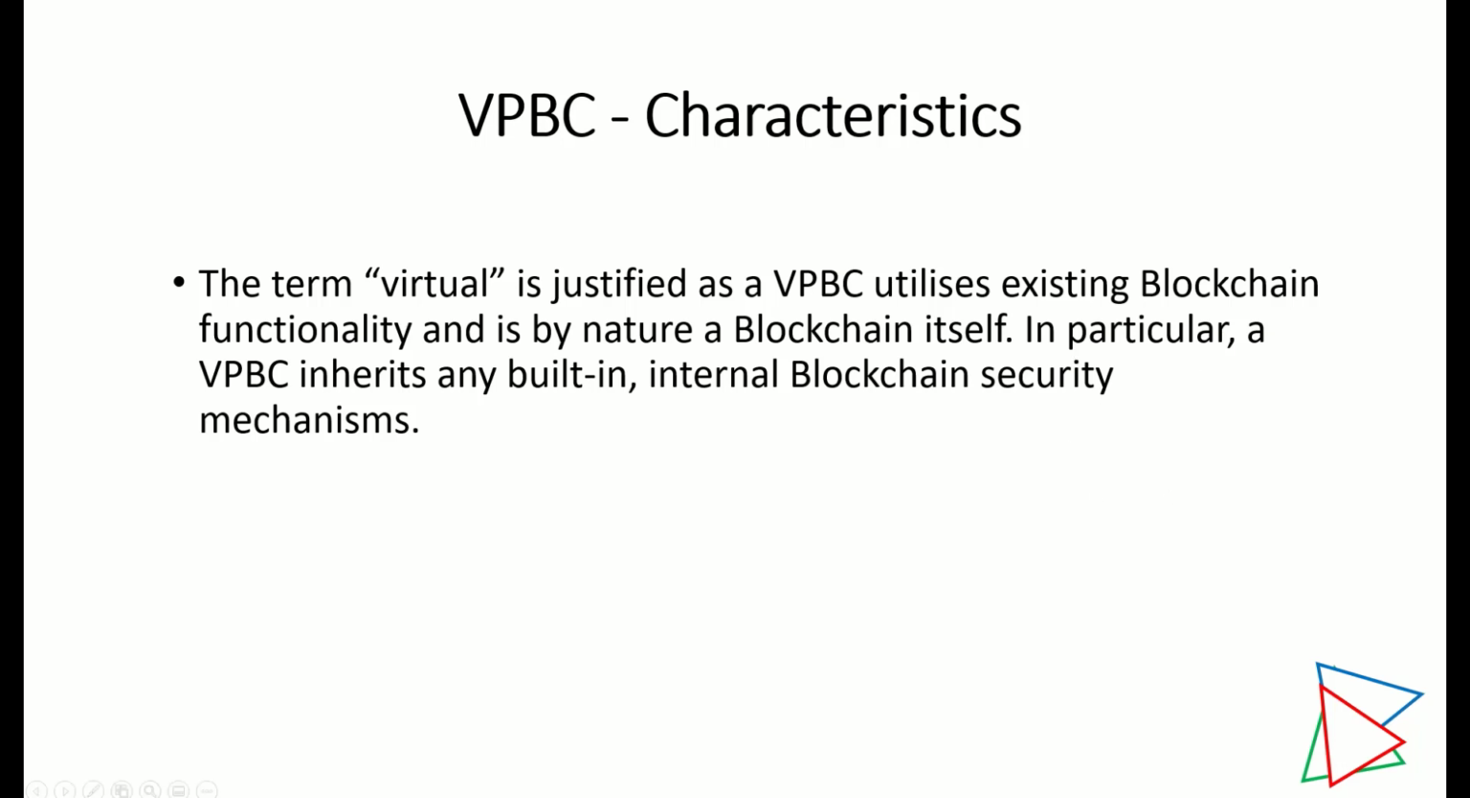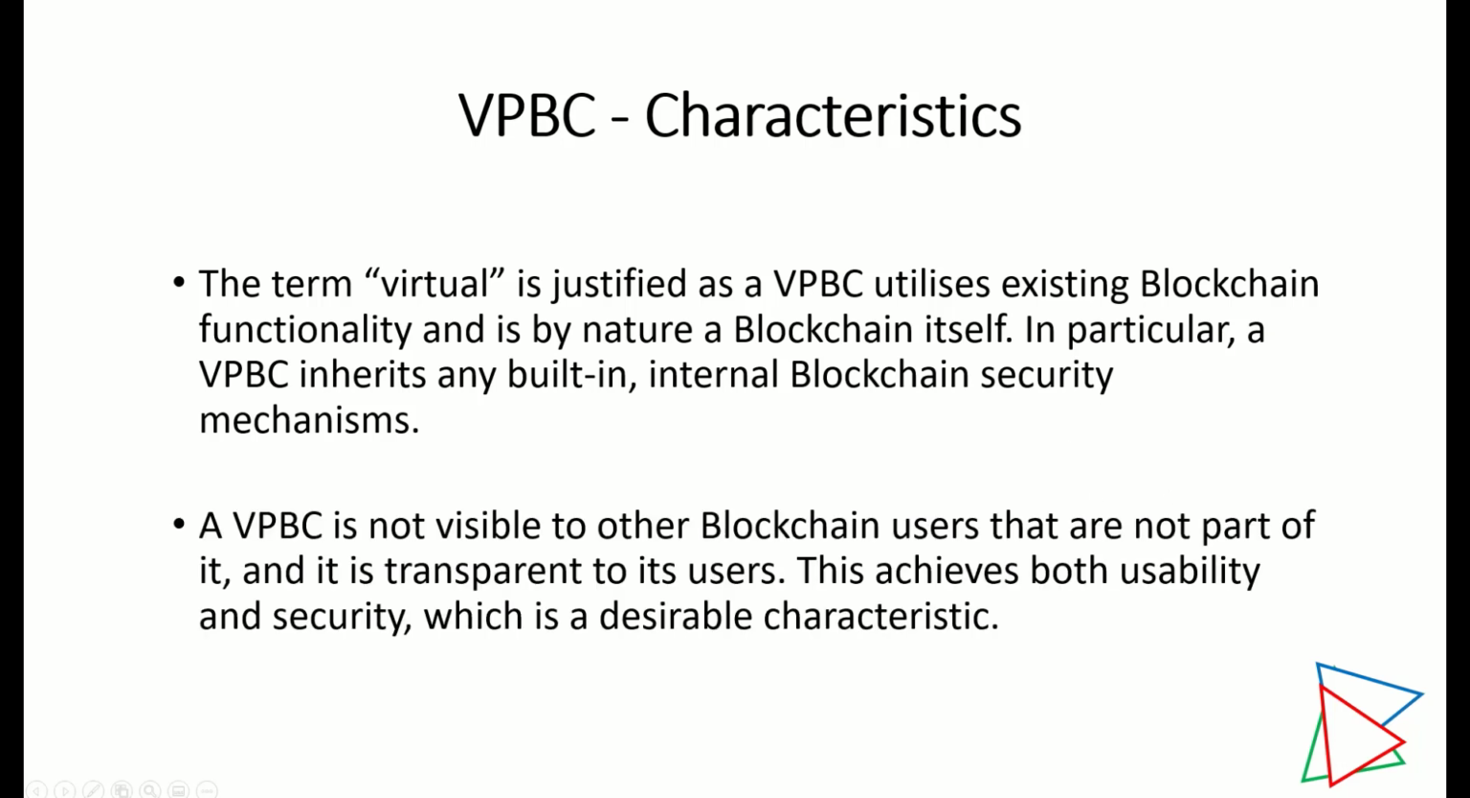Now, the next thing to consider is that the VPBC is not visible to the other blockchains, like I was saying before, or to blockchain users that are not part of it, and it is transparent to its users. So this achieves both usability and security, which is a desirable characteristic. These are the things we were looking to achieve in the end. Anonymity is one security goal, and confidentiality is another security goal.